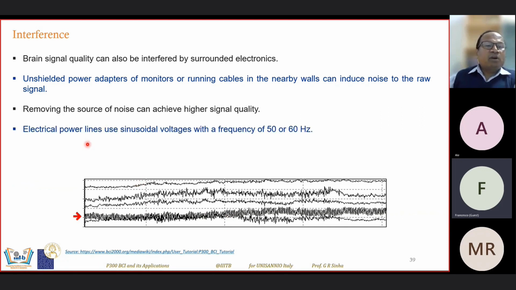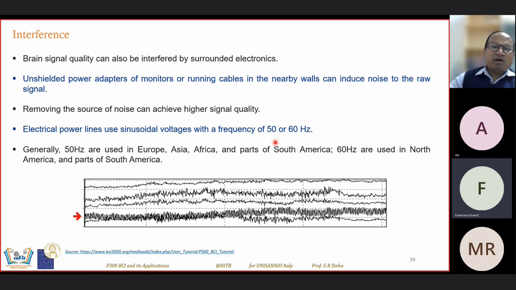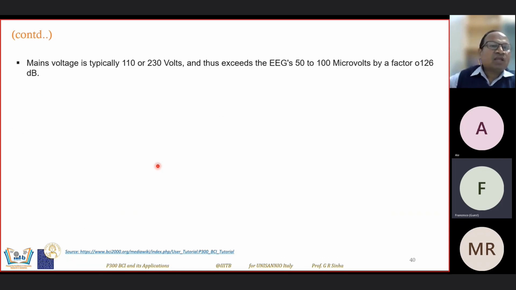reducing the interference. Like electrical power line interference, which is there between 50 to 60 hertz, that also sometimes creates power line interference. Power line frequency is defined differently in different countries, like 50 hertz is used in Europe, Asia, Africa, and some parts of South America, and 60 hertz is used in North America and some parts of South America. Mains voltages are 110 and 230 volt.